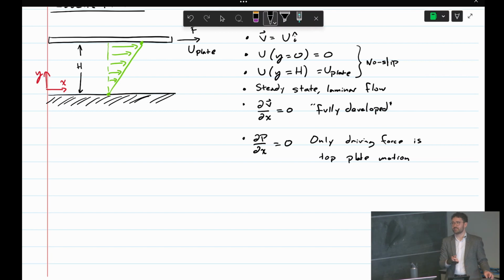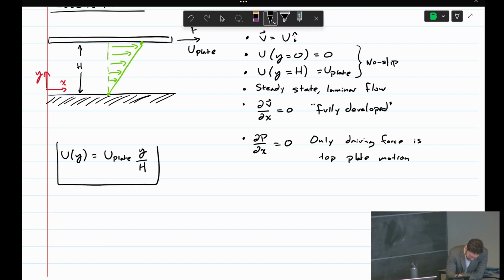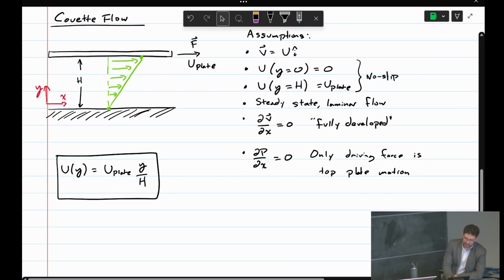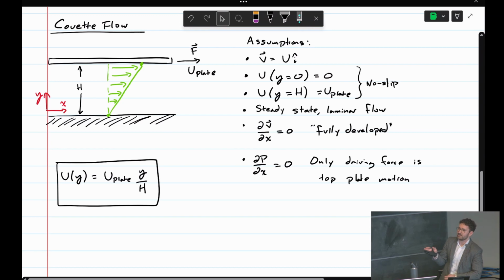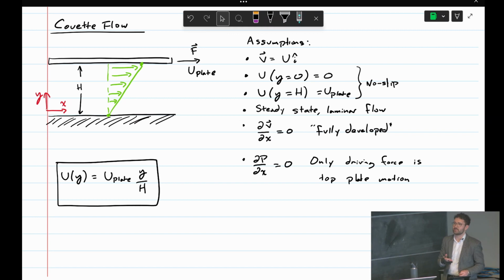So if all of these conditions are satisfied, you get that linear velocity profile that I drew there. And that profile is u of y equals u plate times y over h. The assumptions on the right-hand side are required to get that nice linear velocity profile. This isn't something we're going to derive in fluids 1, but you'll derive this in fluids 2. Those assumptions will tell you basically what terms and what equations you can cancel and that sort of thing. So you get that linear velocity profile. The slope of that profile is just u plate over h.